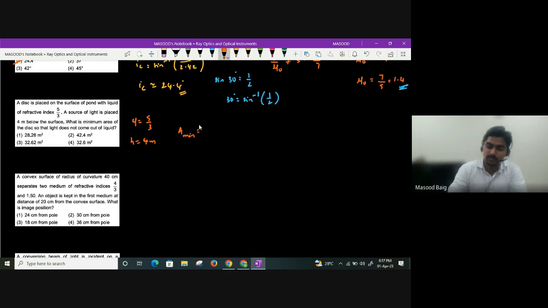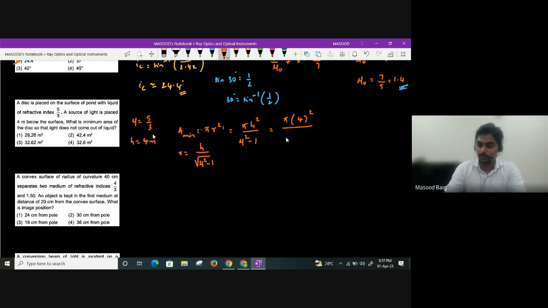Minimum area of the disc that has to be placed on the surface in order for light to not come out will again be pi r square. And what will r value be? H divided by under root of mu square minus 1. So what will you get this value as? Pi h square divided by mu square minus 1. So you can write it as pi into h value is given as 4 square. What is mu value given as? 5 by 3 whole square, beta, and minus 1. So you'll get it as pi into 4 square divided by, can I write, 5 square minus 3 square by 3 square? So again, I'll get it as 4 square divided by 3 square, which you will get as 9 times pi. So 9 threes are 27. So approximately, it will be 28.26 meters square. Clear?